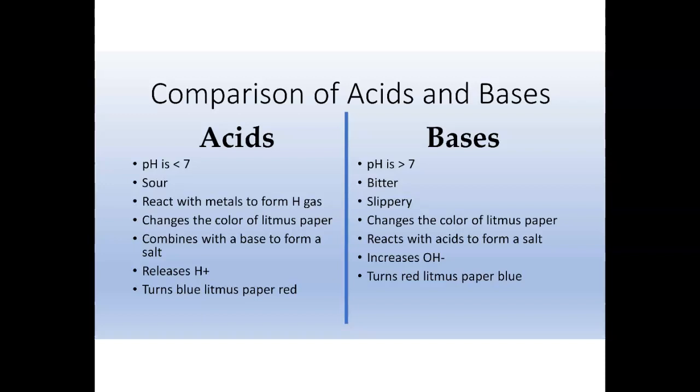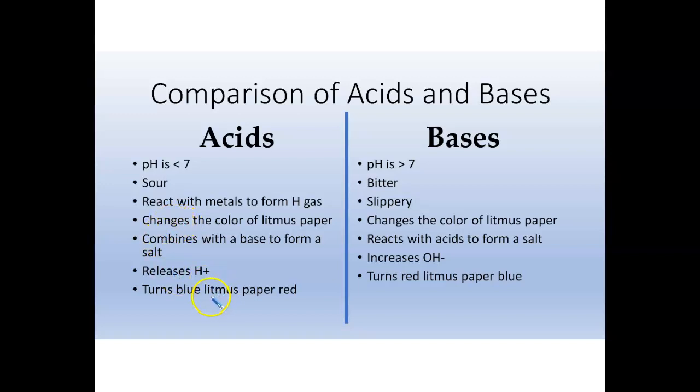So essentially what you need to understand is that acids and bases are on opposite ends of the pH scale. Okay, so if you're on a pH scale and you look at anything less than 7, you're going to have an acid. Acids tend to be sour, like you think of a lemon. Lemon juice is an acid. Acids react with metals to form hydrogen gas. They change the color of litmus paper.